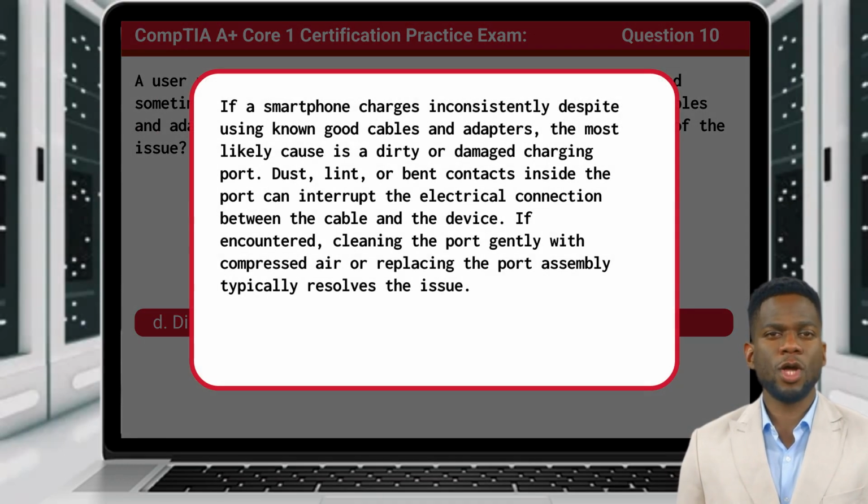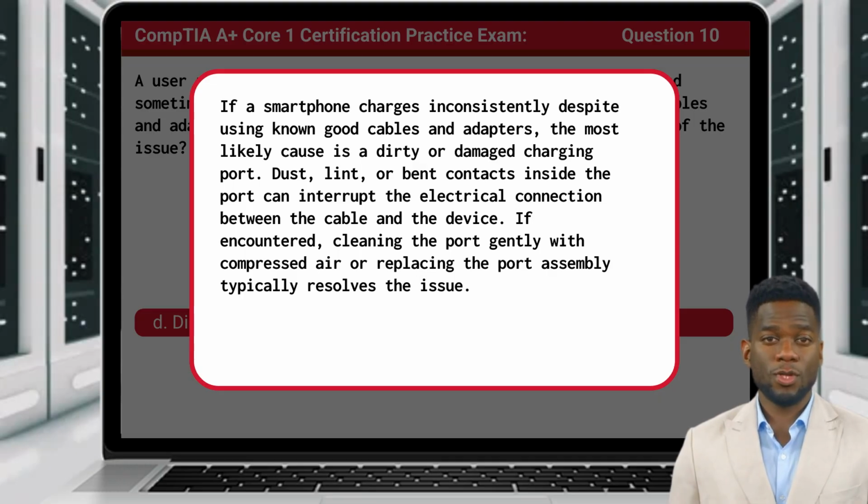If a smartphone charges inconsistently, despite using known good cables and adapters, the most likely cause is a dirty or damaged charging port. Dust, lint, or bent contacts inside the port can interrupt the electrical connection between the cable and the device. If encountered, cleaning the port gently with compressed air or replacing the port assembly typically resolves the issue.